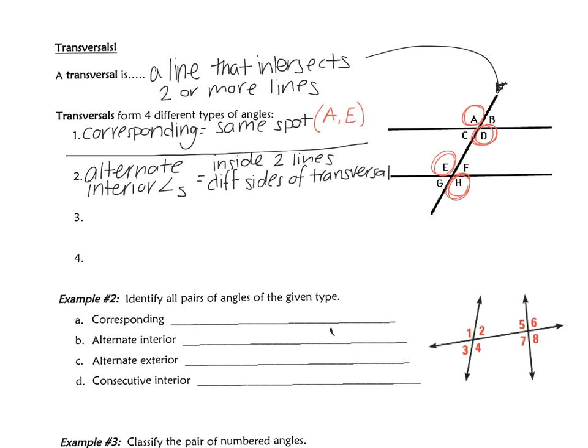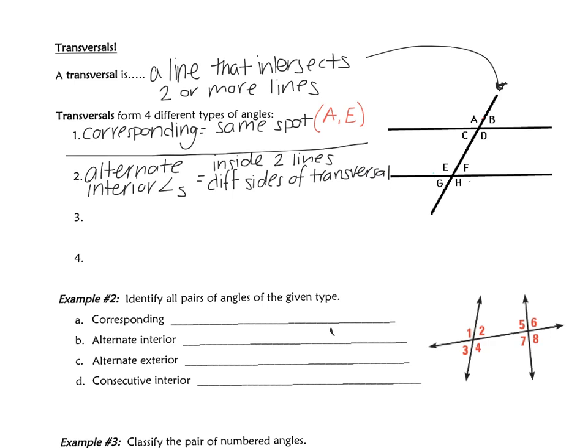Let's go through a couple examples of these. So, inside the two lines, that would mean I have to look at C, E, and D and F. Those are the only ones that are inside the two lines. Erase these so we can get focused.